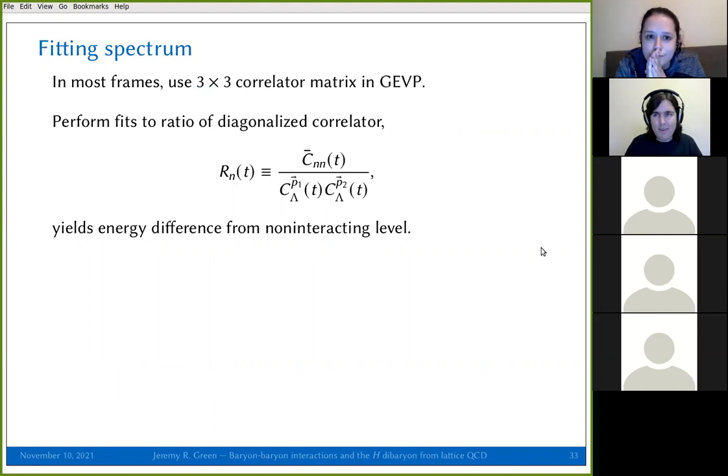So now we want to get the spectrum. And so in most frames, we use a 3x3 correlator matrix. So it's still not a huge number of interpolating operators, but it's reasonable. And again, we focus on these effective energy differences. So we perform the diagonalization and take the ratio of the diagonal correlator to two single baryon correlation matrices that correspond to a nearby non-interacting level.